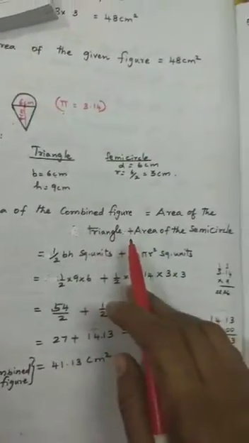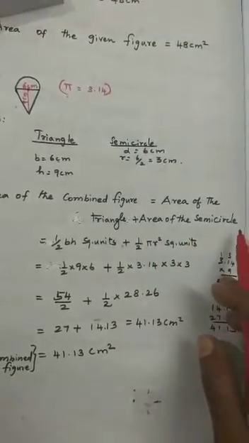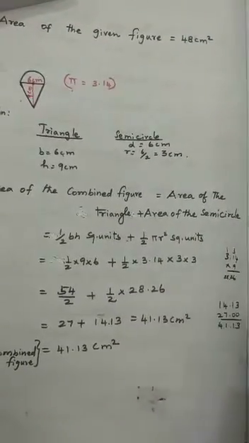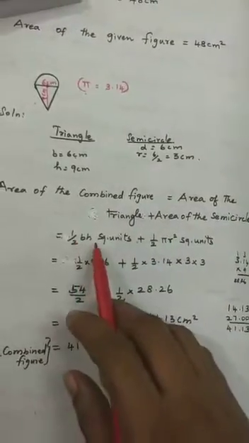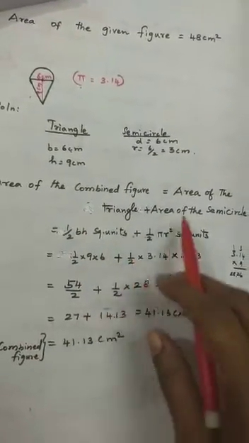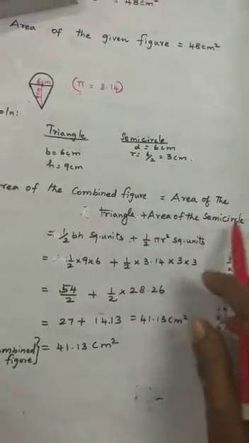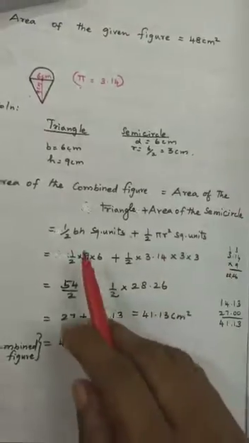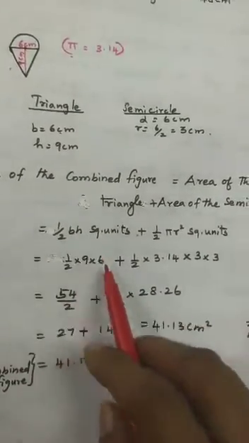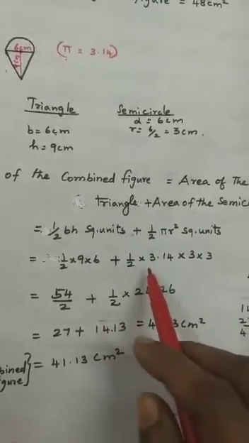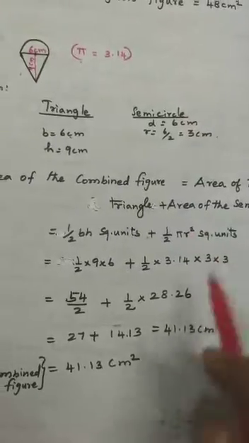So area of the combined figure is equal to area of the triangle plus area of the semicircle. Then the area of the triangle is 1 by 2 into BH square units plus 1 by 2 into pi r square. Half pi r square is the area of the semicircle, isn't it? Now you have to substitute the values. B is 9, H is 6, plus 1 by 2 into 3.14 into 3 into 3.